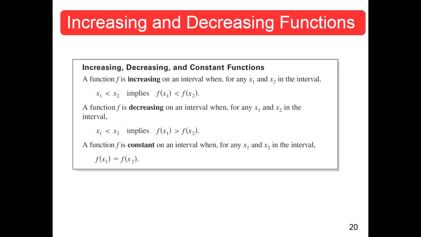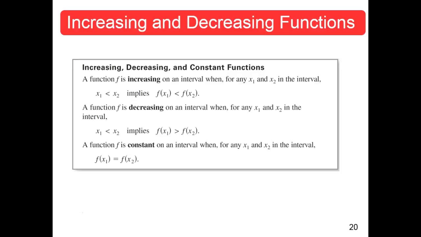And on the other hand, a function f is decreasing on an interval for any x1 and x2 in the interval, as long as x1 is less than x2. If it's a decreasing function, that means f of x1 has to be greater than f of x2. As you go left to right, x1 to x2, because that's less, the function values are going downhill. So f of x1 is greater than f of x2. It's saying the same thing, it just has some weird notation.